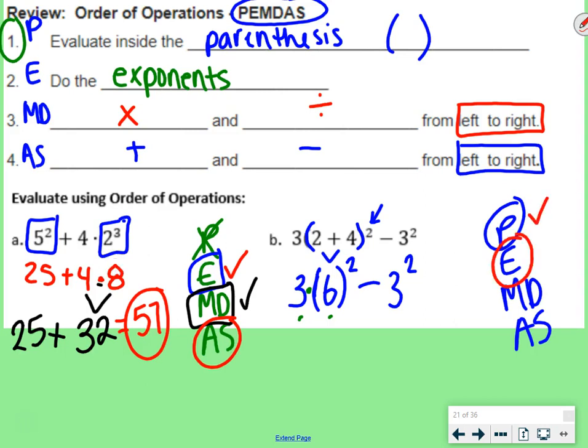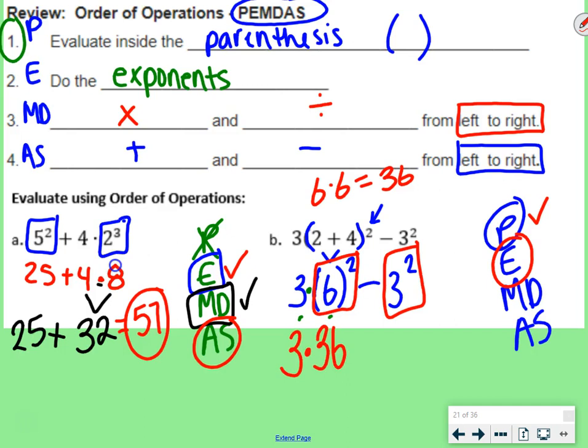Now it's time for exponents. We do have 2 exponents. We have 6 squared and 3 squared. 6 squared means 6 times 6, which equals 36. So we have 3 times 36 minus 3 squared. 3 squared means 3 times 3, which equals 9. So we bring down the 9. Check mark for the exponents.